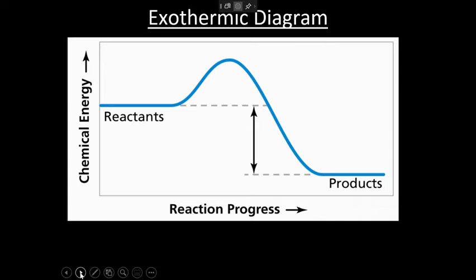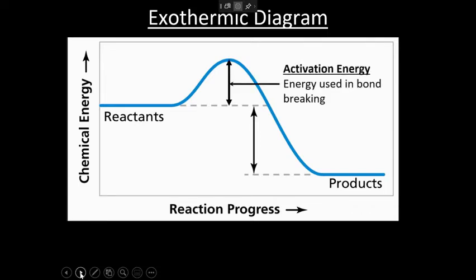Now let's look at an exothermic reaction diagram. An exothermic reaction diagram, check this out. See how the activation energy is a little bit smaller for this one? And the energy of the reactants is actually greater than the energy of the products. That means that in this particular case, energy is released from this reaction.